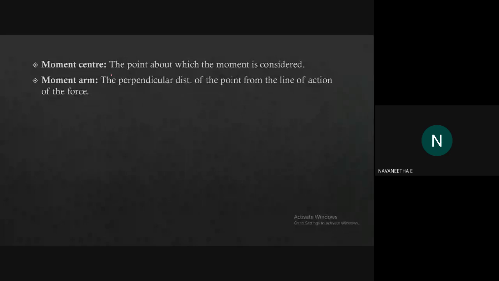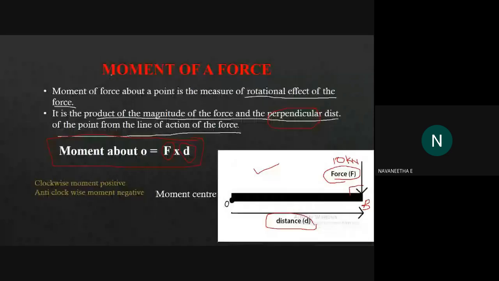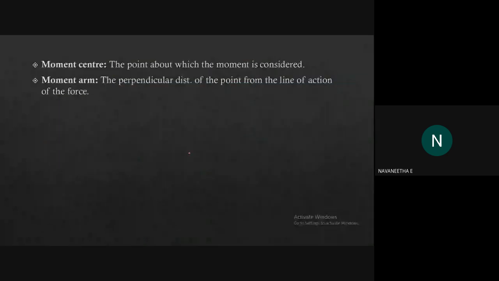Then what is moment arm? Here we are using F into d. So this d is called the moment arm. The perpendicular distance of the point from the line of action of the force is called the moment arm. That is, from the moment center to the application of force, that perpendicular distance is called the moment arm. So here the moment arm is small d. F into d, so this d is called the moment arm. So write down that moment center and moment arm.